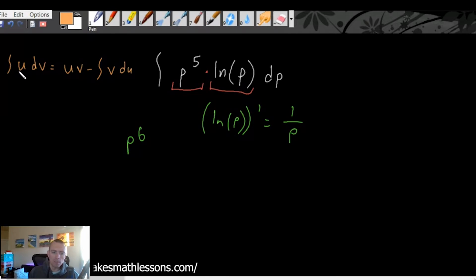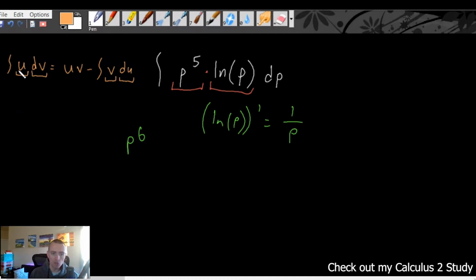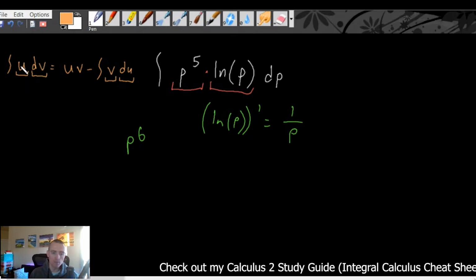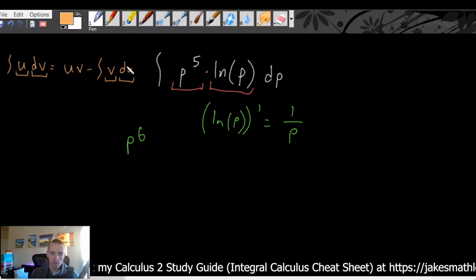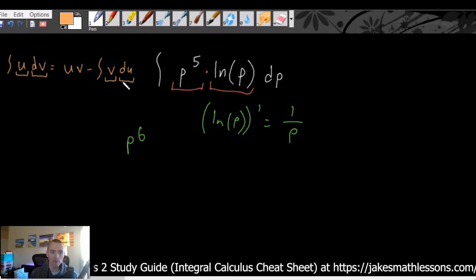You can see that what we have in our original integral is these two things, where we are converting this into another integral, which the idea is that this integral should be easier to solve than this one. But where this integral comes from is it's going to be the product of the derivative of u, du is the derivative of u, and v is the antiderivative of dv. So basically, if you take the derivative of one of your terms and the integral of the other term, the product of those two things is going to be your new integral.